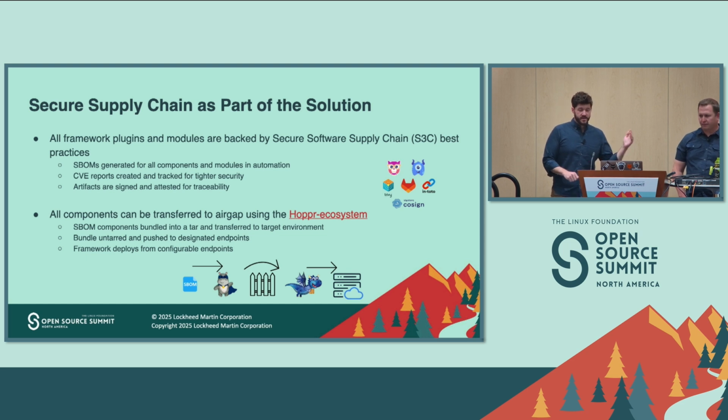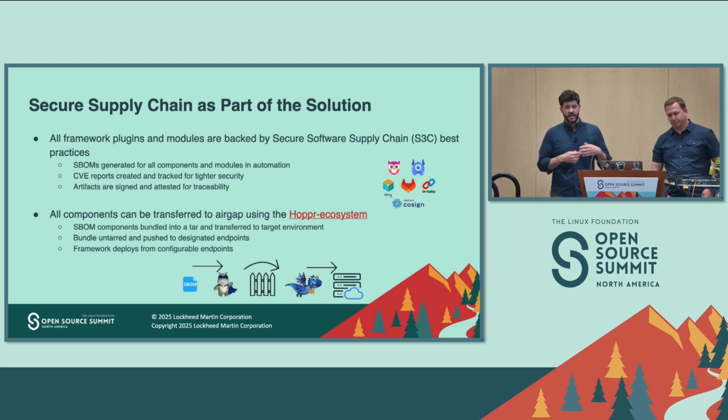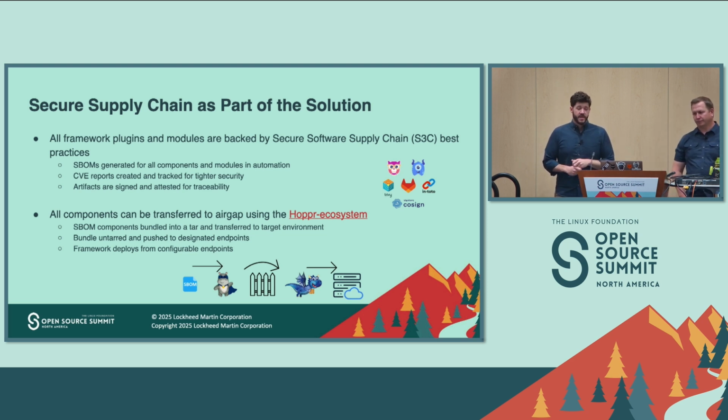So in all of our GitLab pipelines, we're generating SBOMs from the very beginning. We're gathering a whole bunch of different sources for package management, pulling everything in, getting a giant bill of materials that has everything we possibly need to transfer to an air-gapped environment. We're generating CVE reports, and then we're attesting and signing those packages for traceability. So you've got that really nice thread from beginning to end of provenance and attestation.